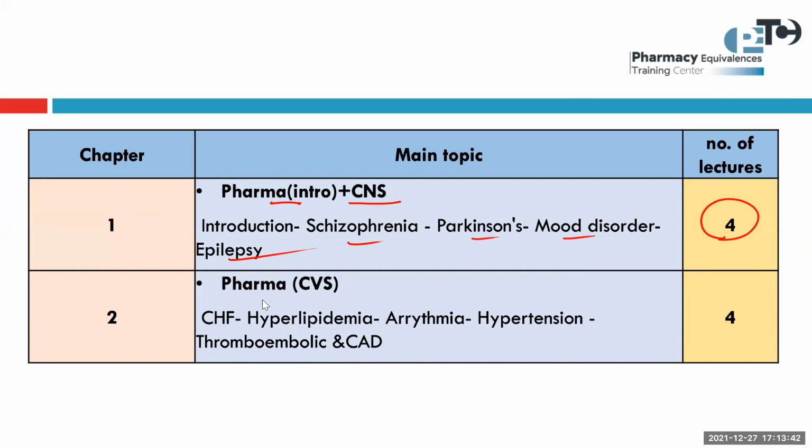The second chapter will be on the CVS, cardiovascular system. We will cover all topics related to this chapter: cardiovascular, congestive heart failure, hyperlipidemia, arrhythmia, hypertension, thromboembolic diseases, and coronary artery diseases, also in 4 lectures.